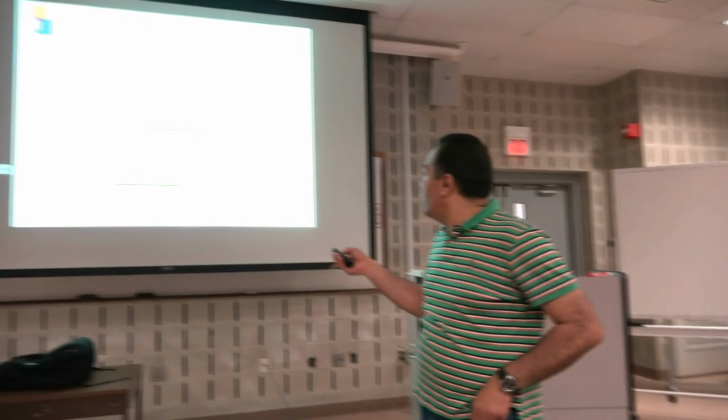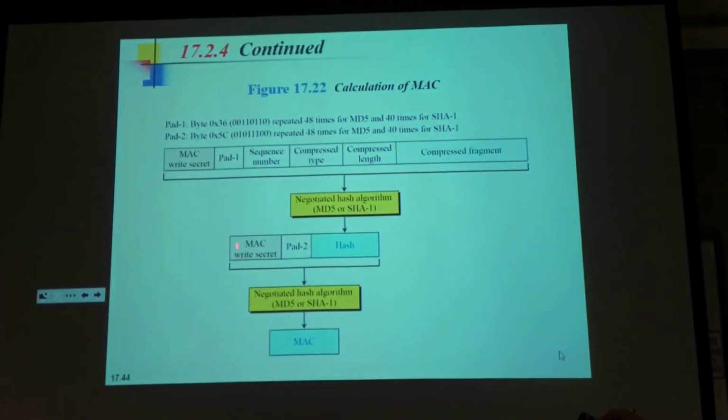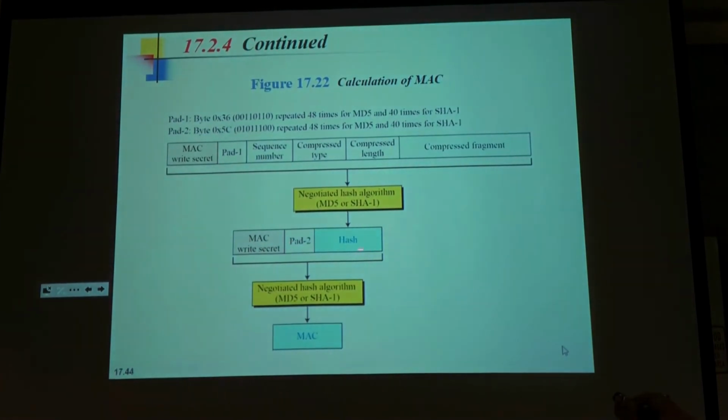What are the three options? Null, MD5, and SHA-1. Null is out, right? And then you take all of the data, you create a hash, still the MAC write secret, the pad. All of them go into the negotiated hash algorithm, and then you do the MAC. So that's how the MAC is created. It's kind of complex, so you just have to know how it works.